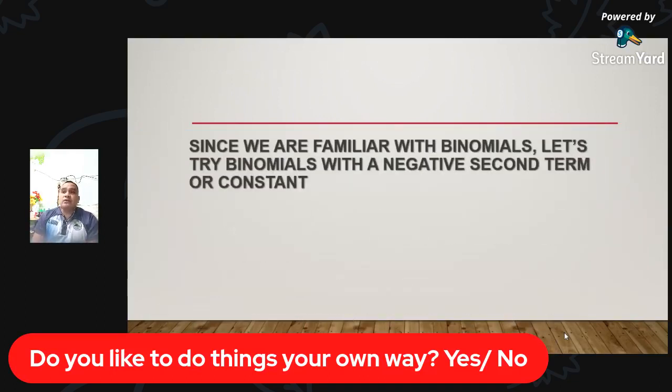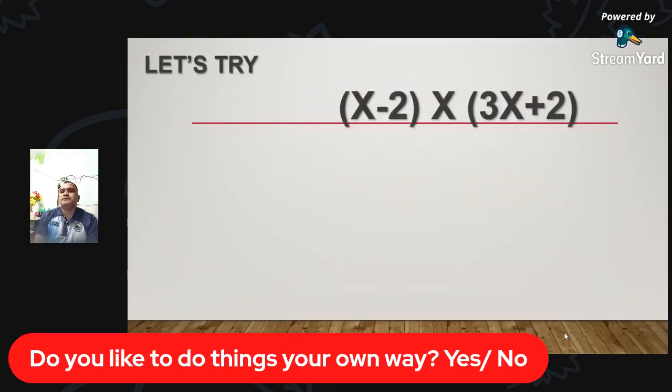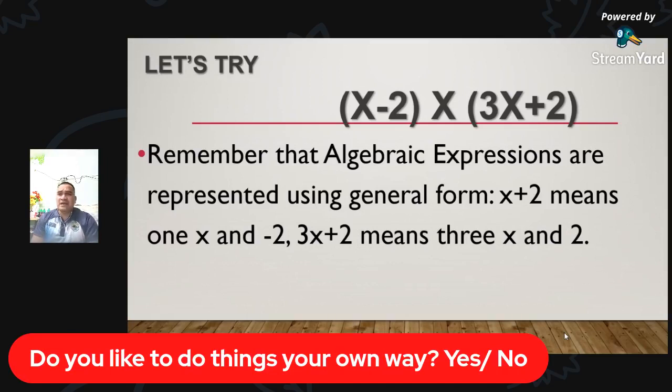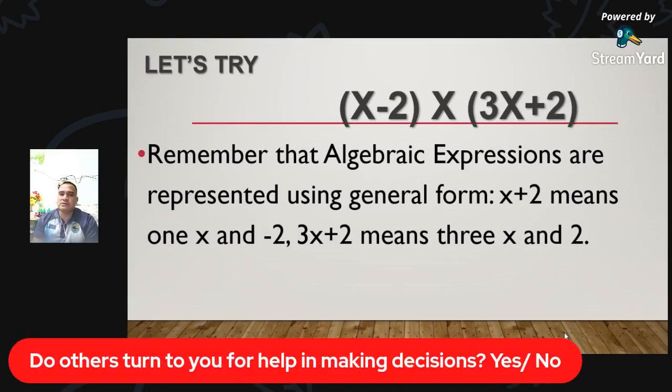Since we are familiar with the binomials, let's try binomials with a negative second term or constant. Let's see if it will work on this problem. We have x minus 2 multiplied to 3x plus 2. Remember again that algebraic expressions are represented using general form. x minus 2 means 1x and negative 2. And 3x plus 2 means 3x and 2.